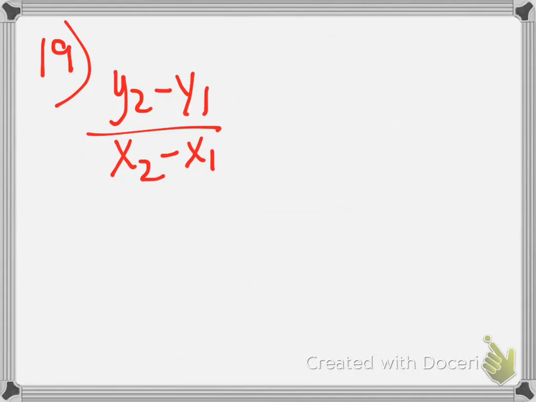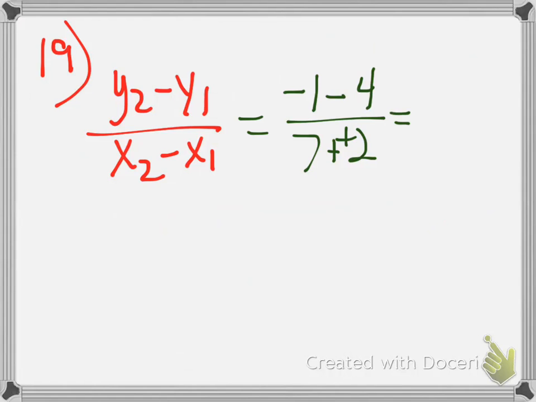Number 19, we're just finding the slope, y2 minus y1 over x2 minus x1. So that's going to be negative 1 minus 4 over 7 minus negative 2. 2 negatives makes a positive. So I have negative 5 over 9 is my slope.